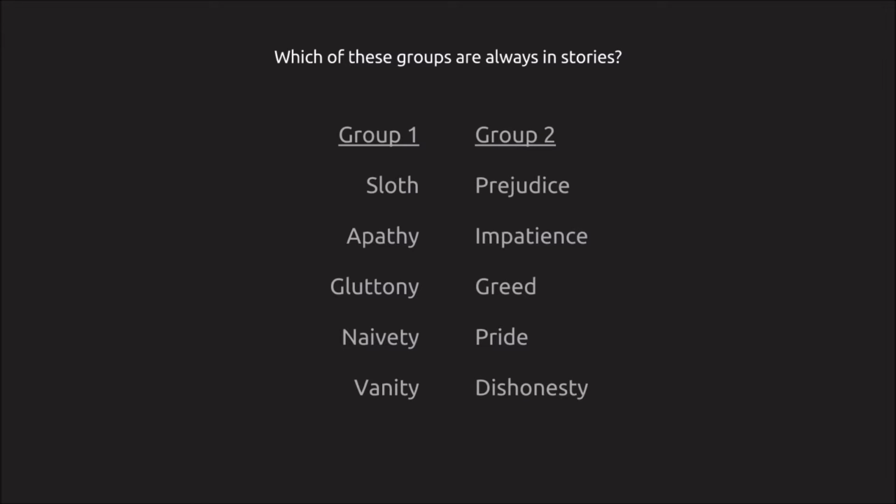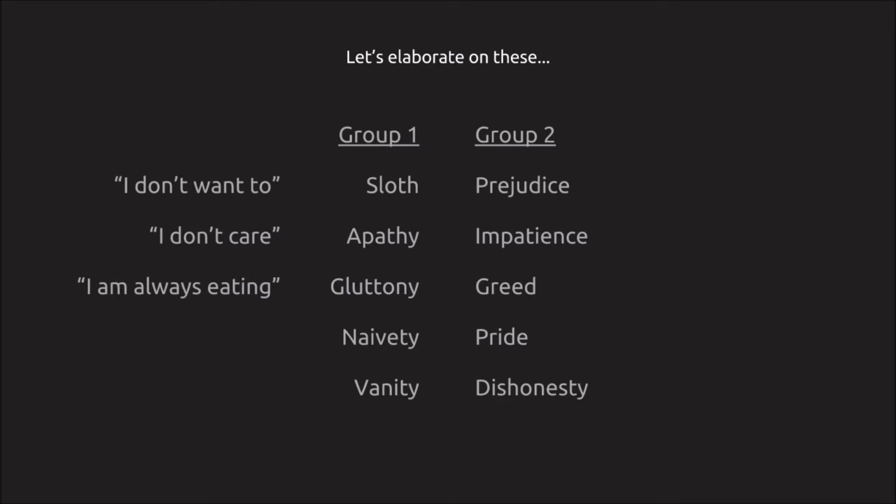Obviously it's Group 2, but why is that? Let's elaborate on these weaknesses a little further, and maybe a pattern will emerge. Group 1: I don't want to. I don't care. I am always eating. I don't know. I admire myself.